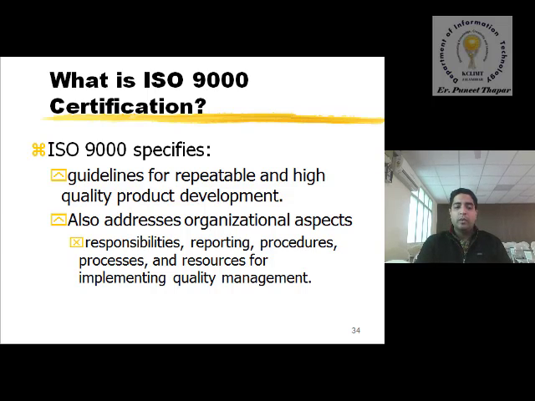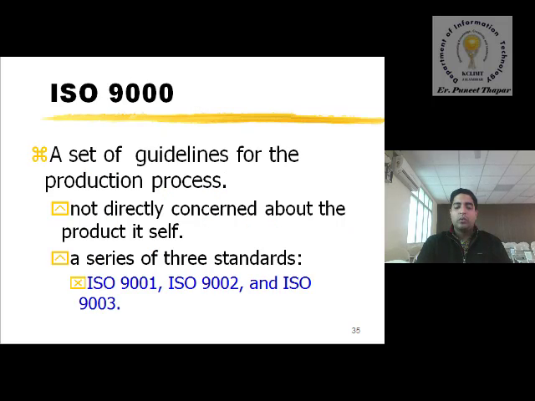So we discussed ISO 9000, a set of guidelines for the production process, not directly concerned with the product itself. If we discuss whether the product is good or not, this ISO provides full standardization of production. There are various series of standards available. We can say the series of ISO standards are ISO 9001, ISO 9002 and ISO 9003.